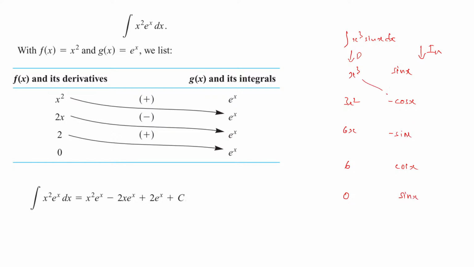Now, what do you do? You combine this and this. First one is with plus, second one with minus, third one with plus, fourth one with minus, fifth one with plus. 0 is anyway, doesn't matter. So, what is our final answer? Minus x cube cos x. Minus into minus plus, plus 3x square sin x. Again, 6 into cos x plus 6 cos x minus 6 into sin x minus 6 sin x plus some constant.